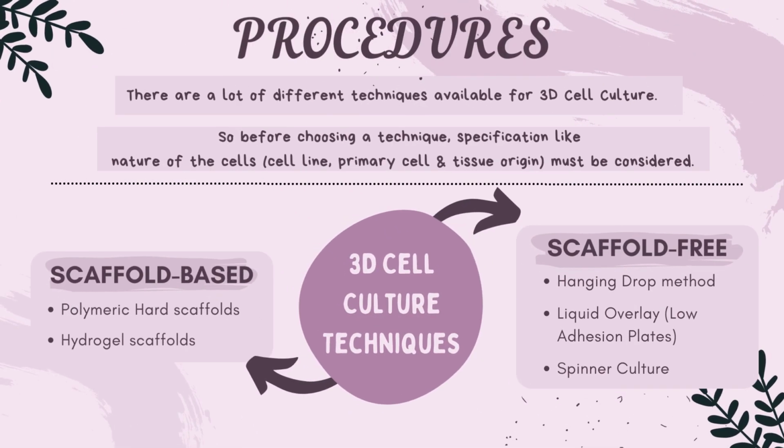Now, we will get into the procedures of 3D cell culture. There are a lot of different techniques available, so before choosing a technique, specifications like the nature of the cells must be considered to ensure the final goal of the study can be achieved. 3D cell culture techniques can be categorized as scaffold-based and scaffold-free. Under scaffold-based techniques, we have polymeric hard scaffolds and hydrogel scaffolds. And for scaffold-free techniques, the hanging drop method, liquid overlay or low adhesion plates, and spinner culture are the mainly used techniques.